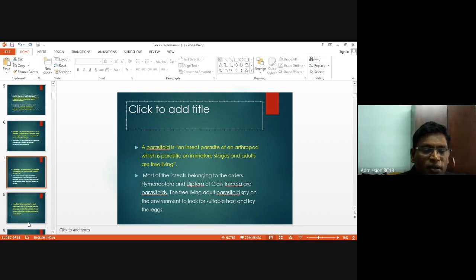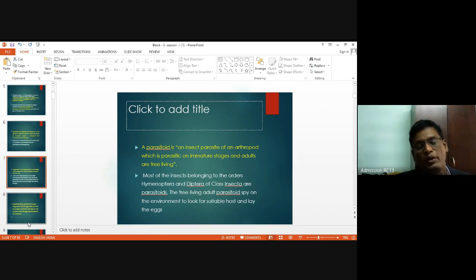I mentioned that with respect to biological control, these biological organisms are used to control the pest. That is clear. Now come to the parasitoid. The parasitoid is an insect parasite of the arthropod group, which is free living as an adult. Most of the insects belonging to this group are in the orders Hymenoptera and Diptera, class Insecta, and are parasitoids. The free living adult parasitoids scout the environment to look for a suitable host and lay eggs.